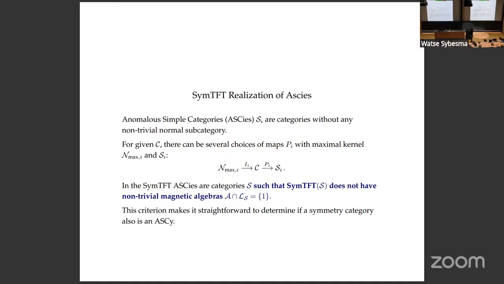And finally, the condition for this minimal ASCII is basically saying that if you have such a sequence, and your category is such that it doesn't have any of these surjective maps into it, so basically there's no non-trivial magnetic algebra, then it's an ASCII. So that's a criterion that you can now check extremely efficiently.